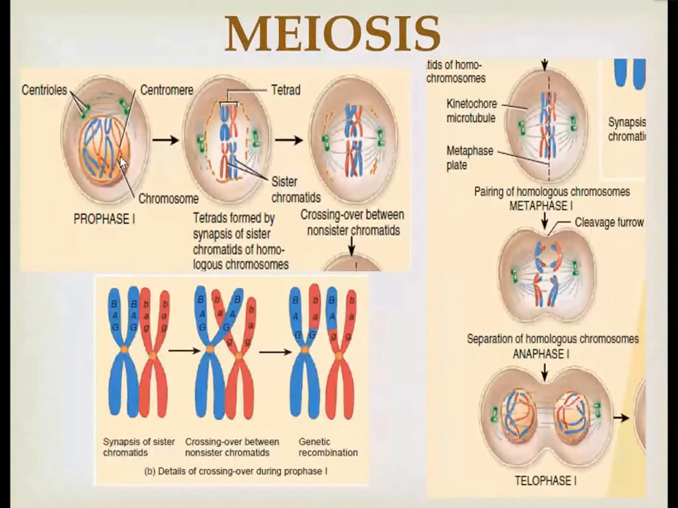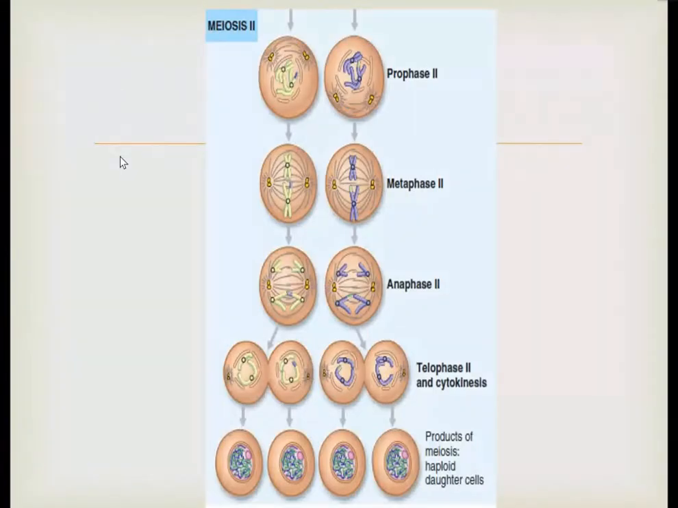Hello? Yes, ma'am. Okay. Now next one is the meiosis 2. Meiosis 2 is similar to that of the mitosis. The reduction of our chromosomes has already happened, so there is no reduction in the chromosome in the meiosis 2. So we have the prophase, metaphase 2, anaphase, telophase 2.